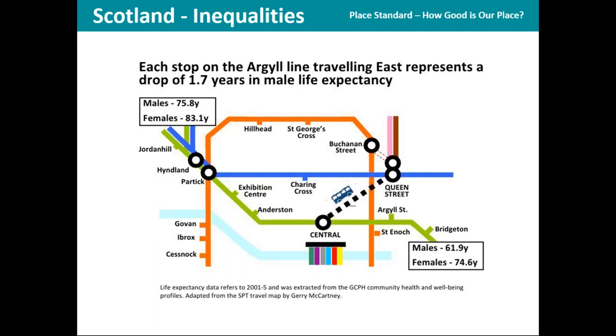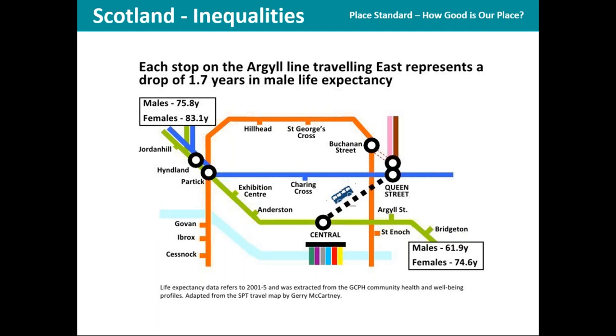This is a picture of Glasgow's underground system. On your left-hand side, Jordanhill, Hyndland and Partick, these are our affluent communities. If you make your way down that green train line, you'll get to Bridgeton, which is one of our poorer communities in Glasgow. This illustration shows that at every stop you make, you take 1.7 years off your life expectancy if you're a male.